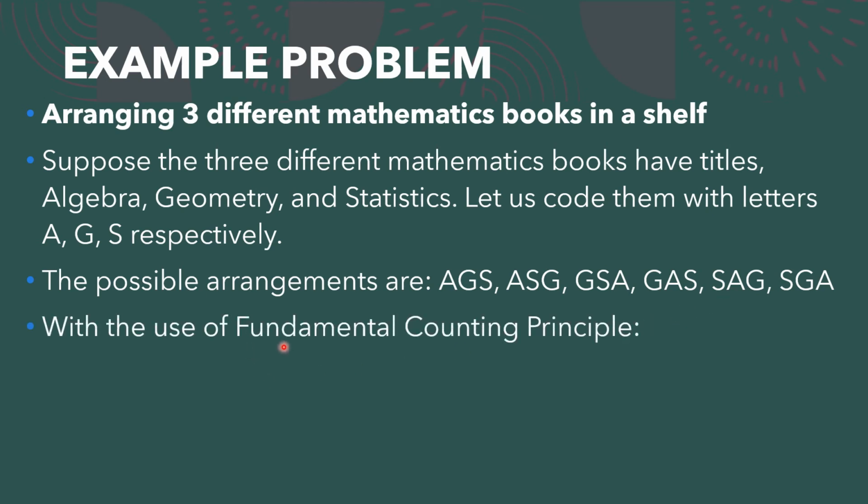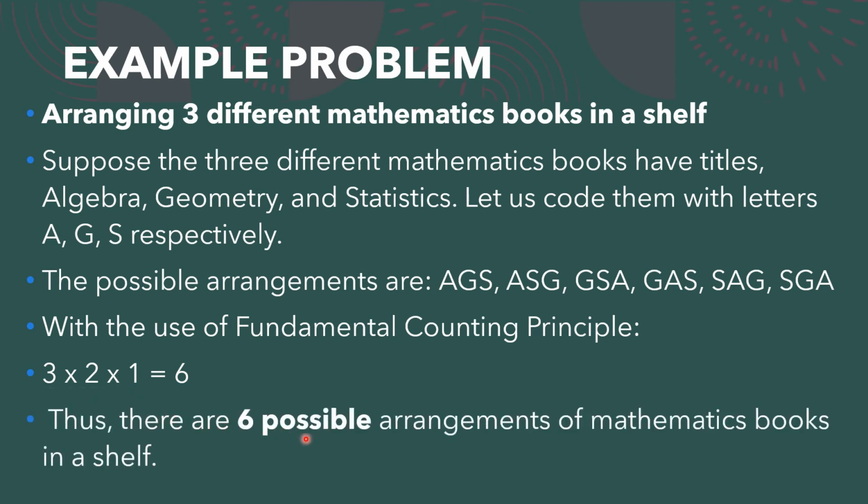So, check natin using fundamental counting principles. So, sa unang slot, pwede nating ilagay si A, G, and S. So, 3 ang pwede nating ilagay sa unang slot. Let's say nakalagay na si A, so 2 books na lang ang pwede sa second slot, si geometry tsaka si statistics. And let's say nakalagay na si geometry sa second slot, 1 na lang ang book na pwede nating ilagay sa third slot, that is statistics. And then, multiply lang natin, we have 3 times 2 times 1, that is equal to 6. So, all in all, we have 6 possible arrangements of mathematics books in a shelf.